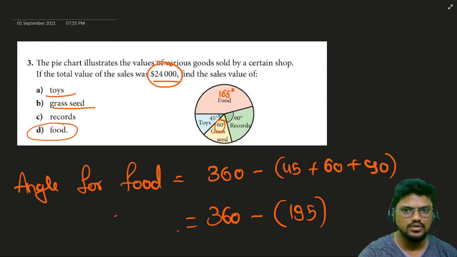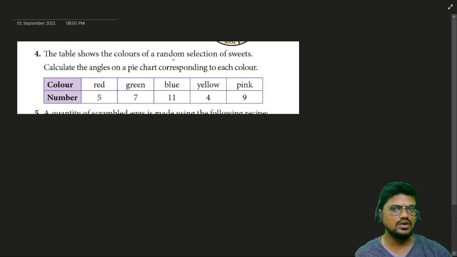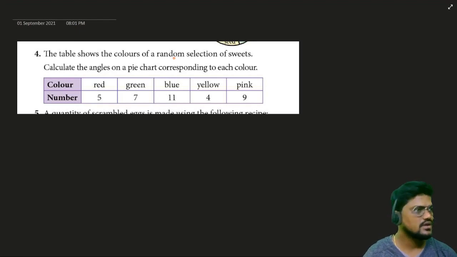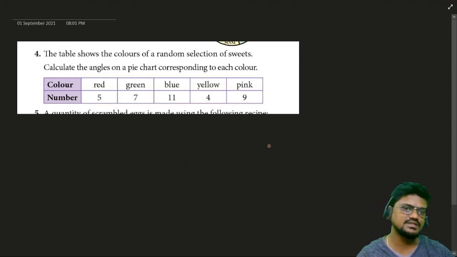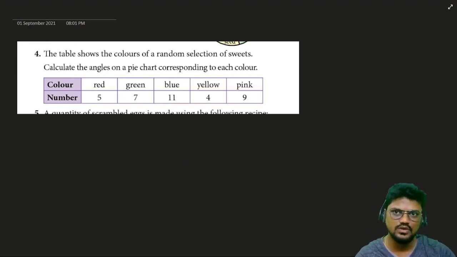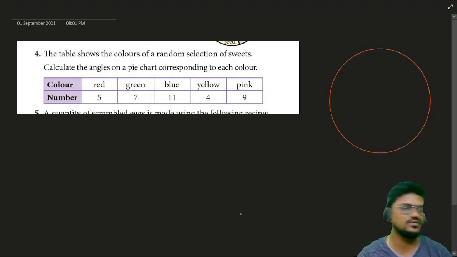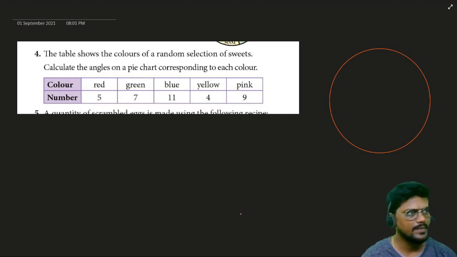Okay. Now let's move to the next question. The table shows the color of a random selection of sweets. Calculate the angle in the pie chart corresponding to each color. So you have to represent this in a pie chart. First you have to calculate the angles, and according to the angles, we will be drawing the pie chart.